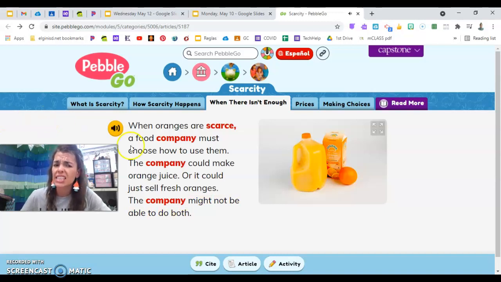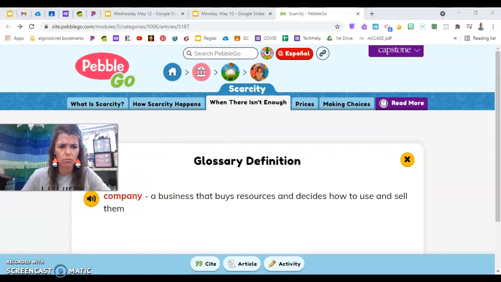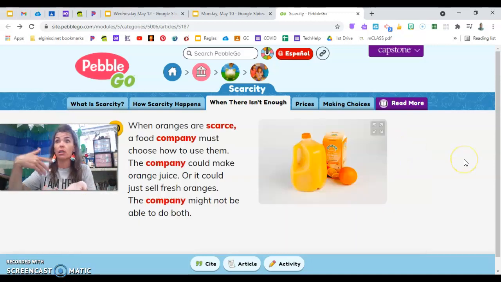All right, this slide says company 3 times. What's a company? Do you know? Company. A business that buys resources and decides how to use and sell them. A business. So the farmer grew the oranges on his tree, and then it froze, and he said, uh-oh, I don't have very many oranges. But the companies, the businesses wanted his oranges.